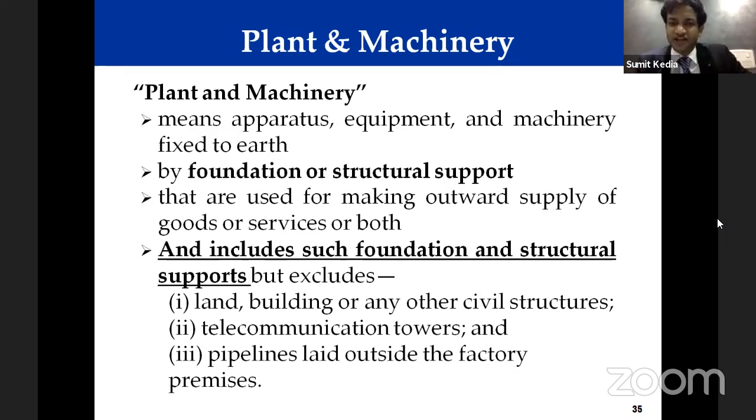So to put in a nutshell, if it is foundation or structural support, if I'm using works contract construction service for foundation or structural support of plant and machinery, ITC will be allowed. On the basis of these theoretical provisions, now we'll go to the intricacies and we'll discuss some advance rulings and High Court judgments.